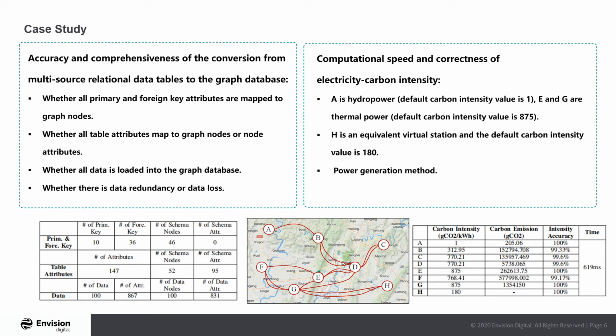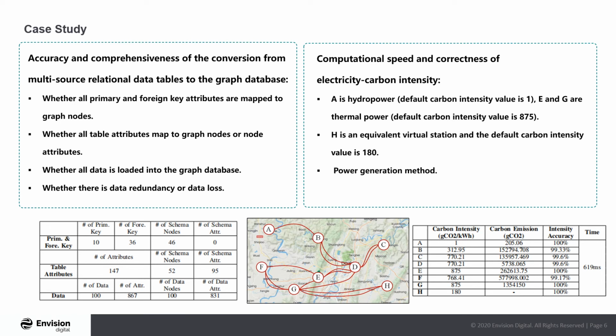For the computational speed and correctness of electricity carbon intensity, we verify the calculation results of electricity carbon through the selected area in the second figure. Each city in the figure is a node. We assume each node is an area, where nodes A, E, G are power generation nodes, in which A is hydropower, E and G are thermal power. H is an equivalent virtual station, and the default carbon intensity value is 108.